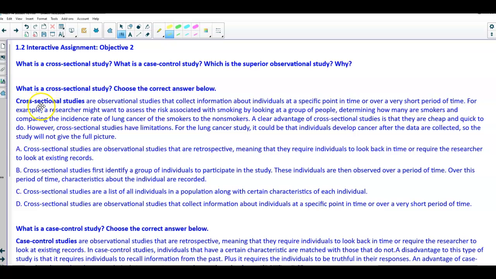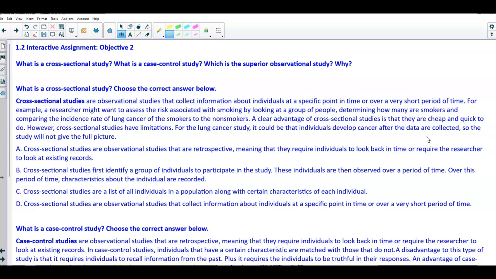So cross-sectional studies are observational studies that collect information about individuals at a specific point in time or over a very short period of time. For example, a researcher might want to assess the risk associated with smoking by looking at a group of people, determining how many are smokers, and comparing the incidence rate of lung cancer of the smokers to the non-smokers. A clear advantage of cross-sectional studies is that they are cheap and quick to do. However, cross-sectional studies have limitations.